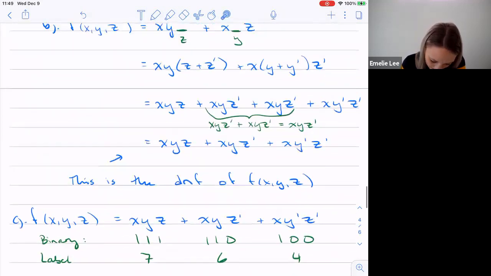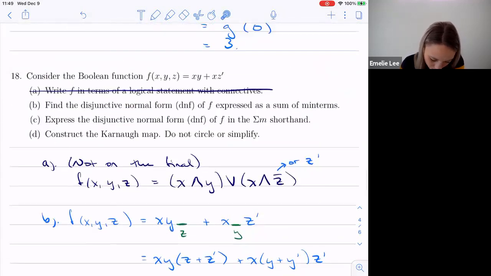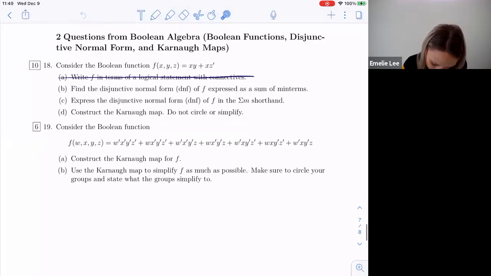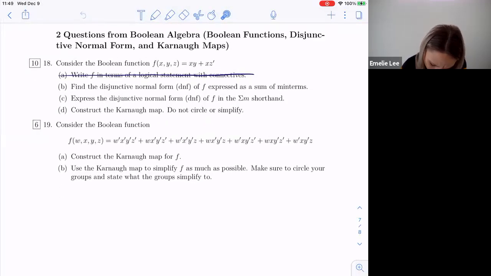Okay, so we did say we were going to do both the Boolean function ones, but I feel like we did this one. Did we do this one in class last day? I feel like we did. It's not the same one.